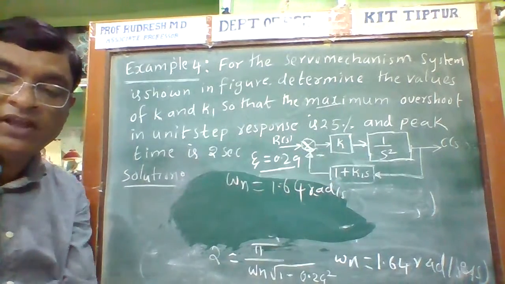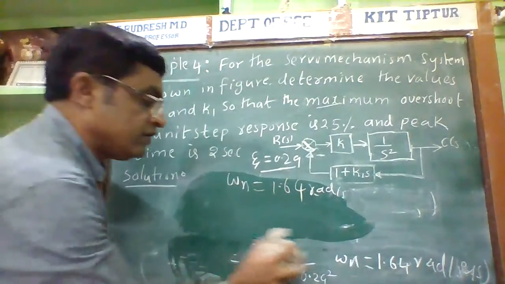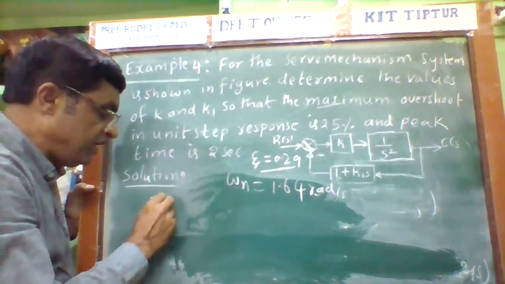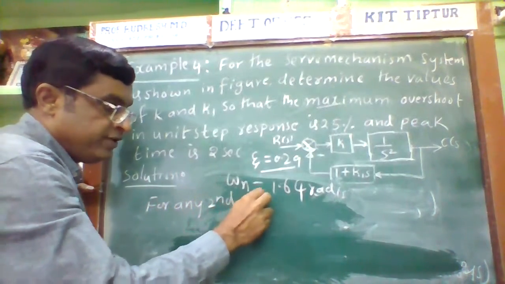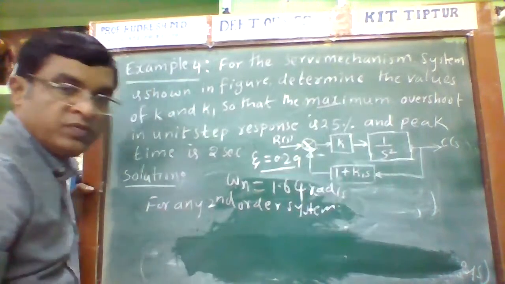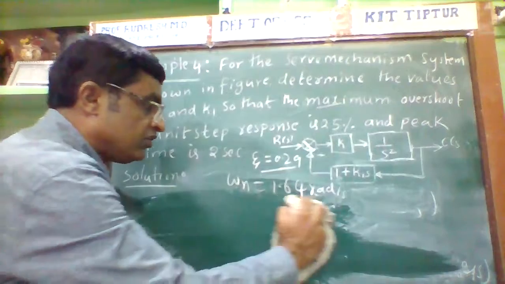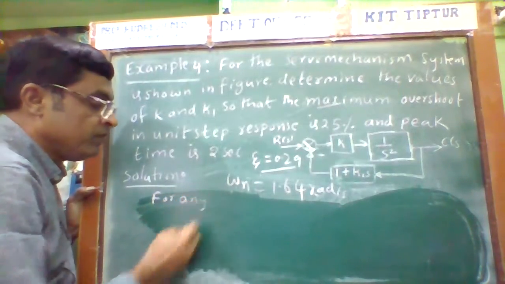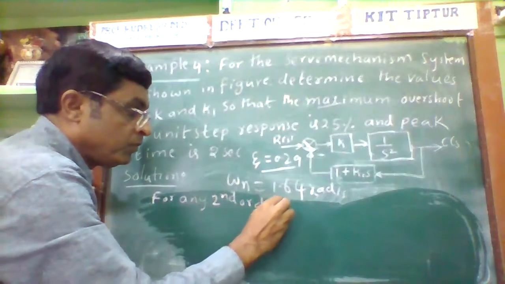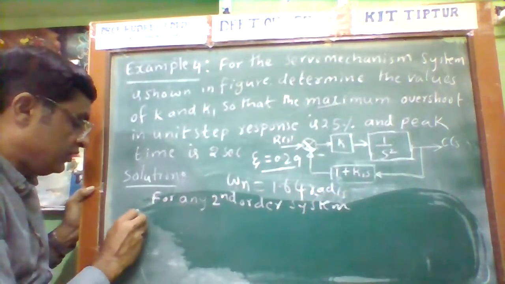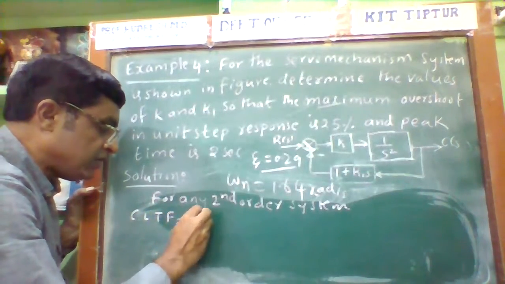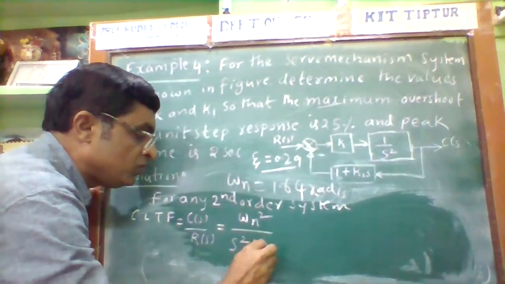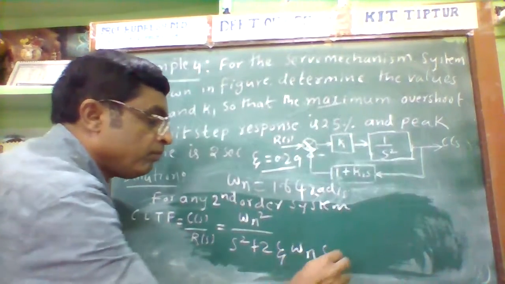Now we know that for any second order system, the general closed loop transfer function is C of s divided by R of s is equal to omega n square divided by s square plus 2 zeta omega n into s plus omega n square.